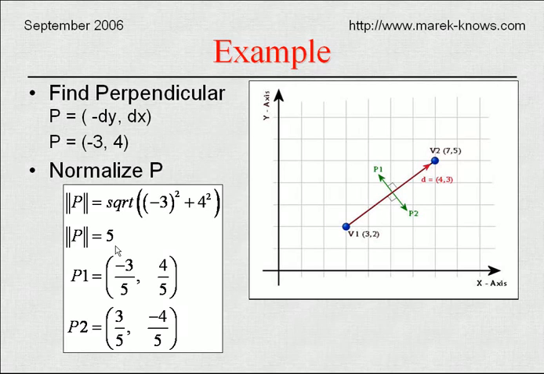So the length of our perpendicular is 5, which means we have to take each of these components and divide them by 5. Our unit length perpendicular 1 is equal to minus 3 over 5 and 4 over 5. That gives us this unit length perpendicular. The other one is the negative of the first one, so we get 3 over 5 and then minus 4 over 5. And there you go. That's all you need to know to get perpendiculars in two-dimensional space.